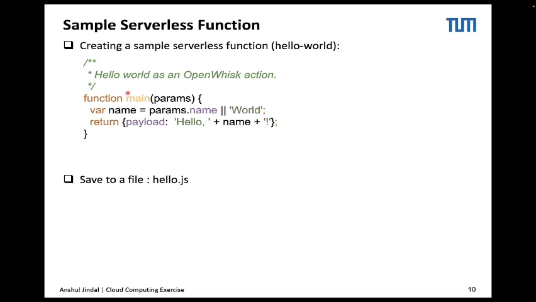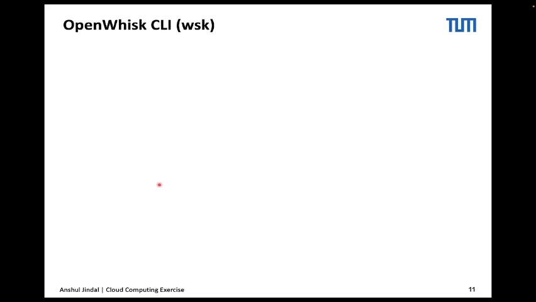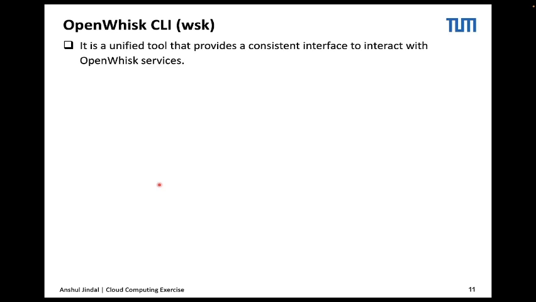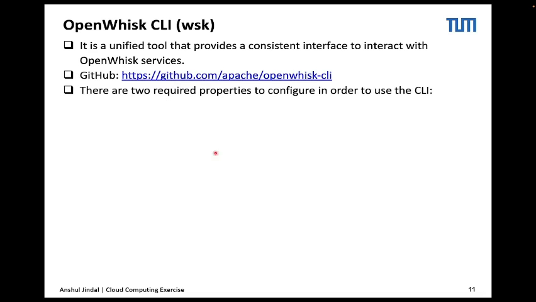This is all you require if you want to deploy a function within OpenWhisk. This is all the file you require. You don't have to specify anything else. So you can save it to hello.js and then you can deploy it. I'll show you how deployment works. For deployment, we will be using the OpenWhisk CLI, which is called Whisk, and it is present here on GitHub.